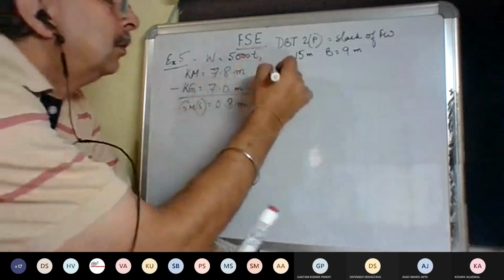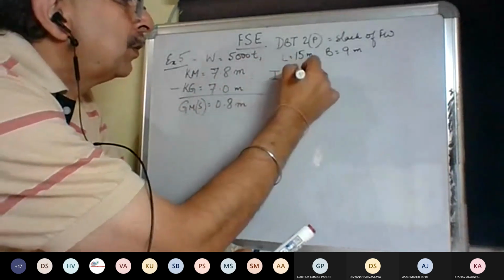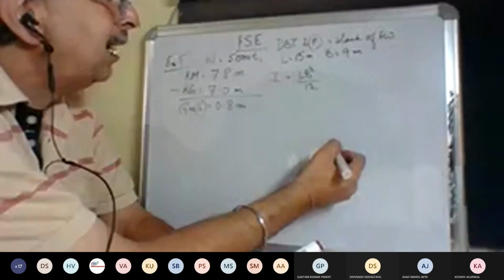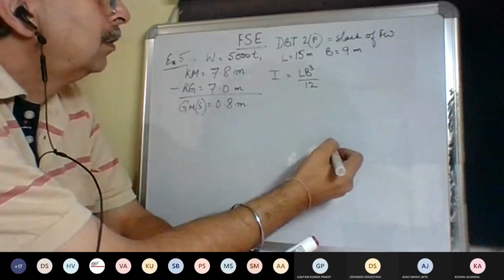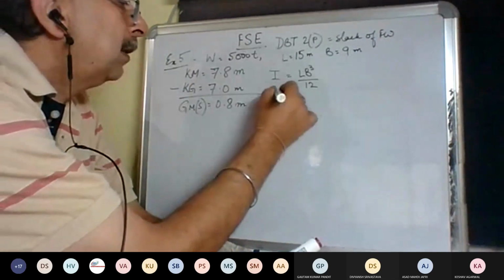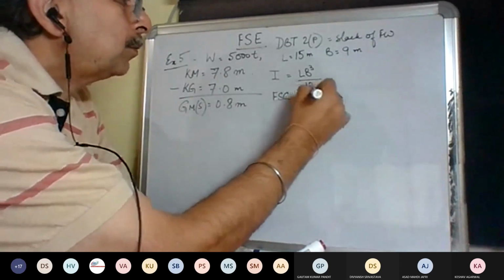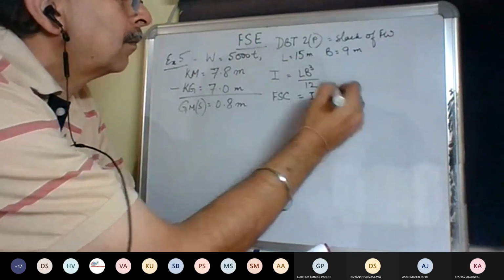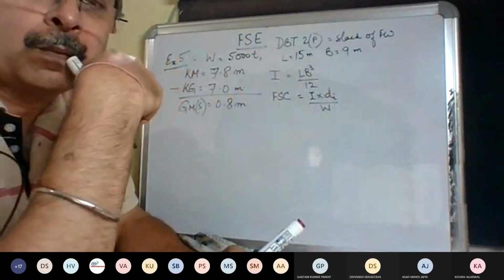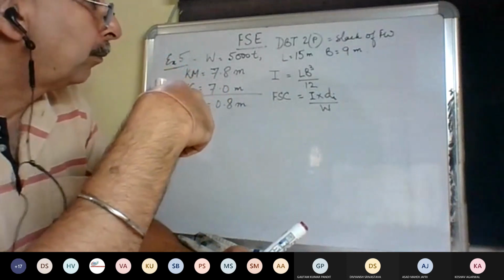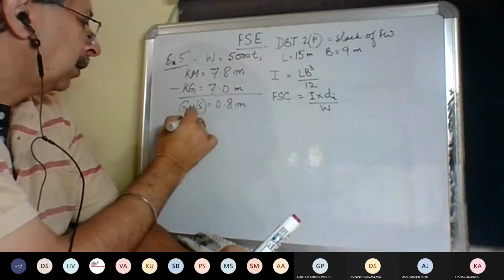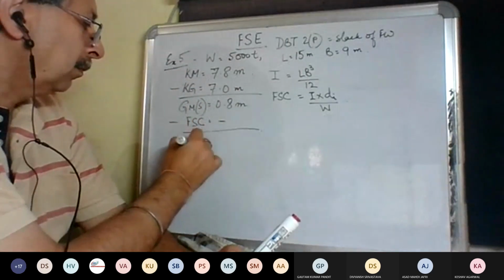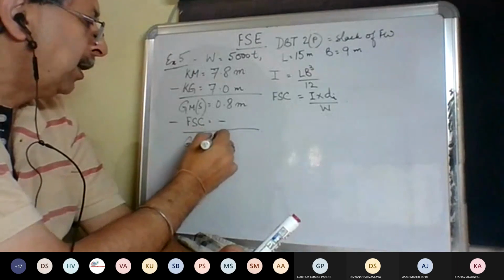So calculate the moment of inertia first. First find I. After finding I, find FSC. And then subtract the FSC and find GM fluid.